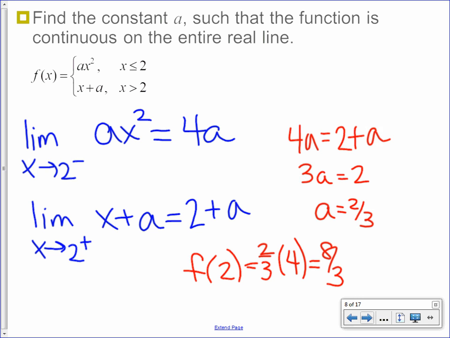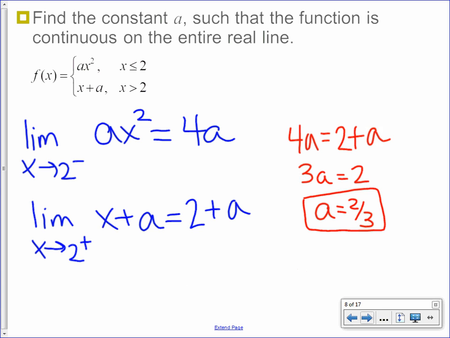Because 2 plus 2/3. This is me checking my work. F of 2 is 8/3, right? Our limit would be 4 times 2/3, which is 8/3, and 2 plus 2/3, which is 8/3. Basically I plugged A into my equations to make sure they matched. We found A is 2/3 there.